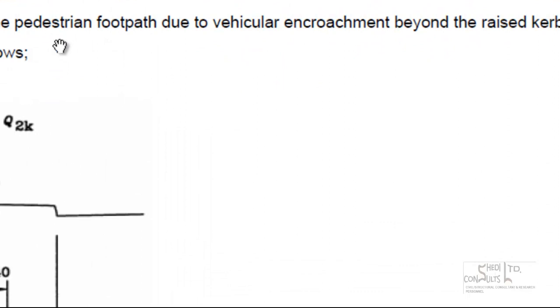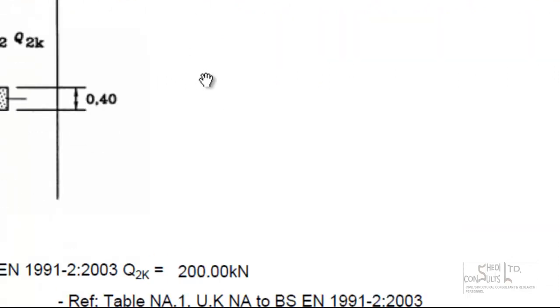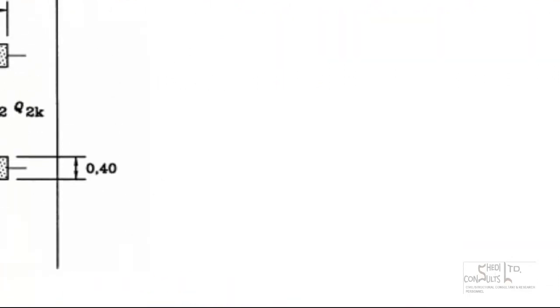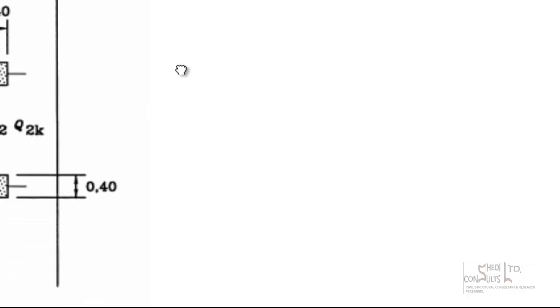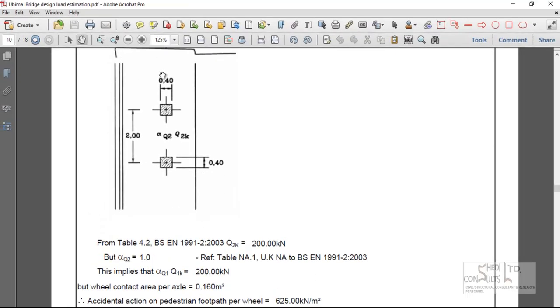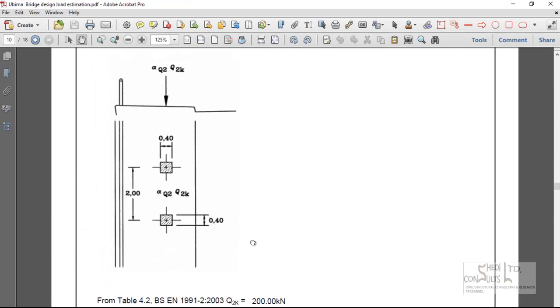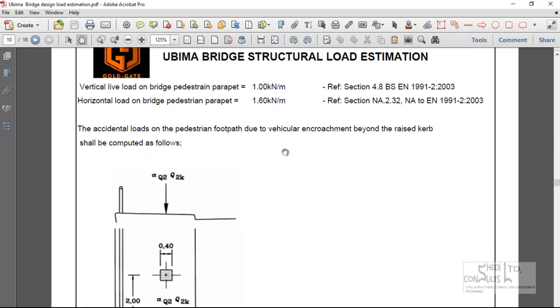Now we have what's referred to as accidental loads. The code specifies that along the raised curb on the pedestrian walkway, there is a possibility that in the event of an abnormal consideration, maybe a drunk driver, he could skid away and then slide into the pedestrian walkway. You must design the pedestrian walkway for this abnormal accidental design condition.